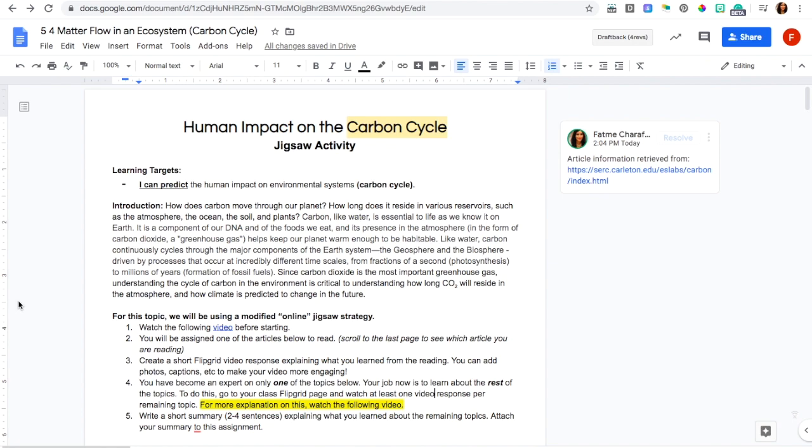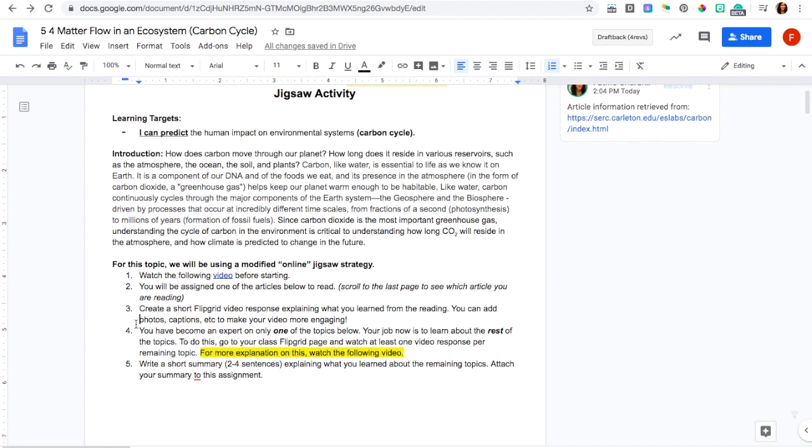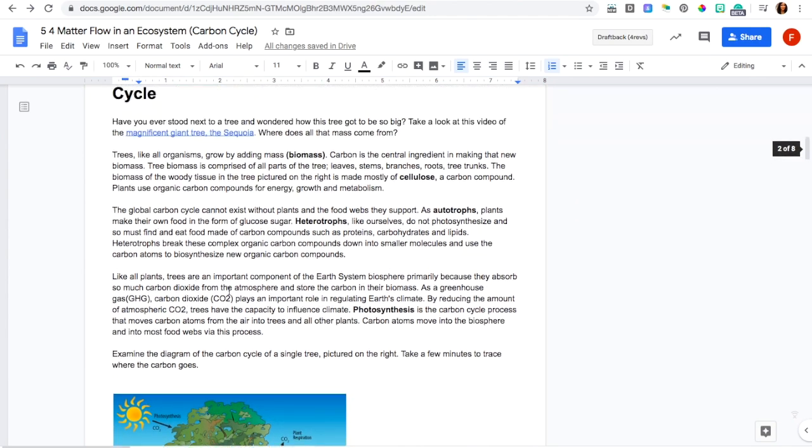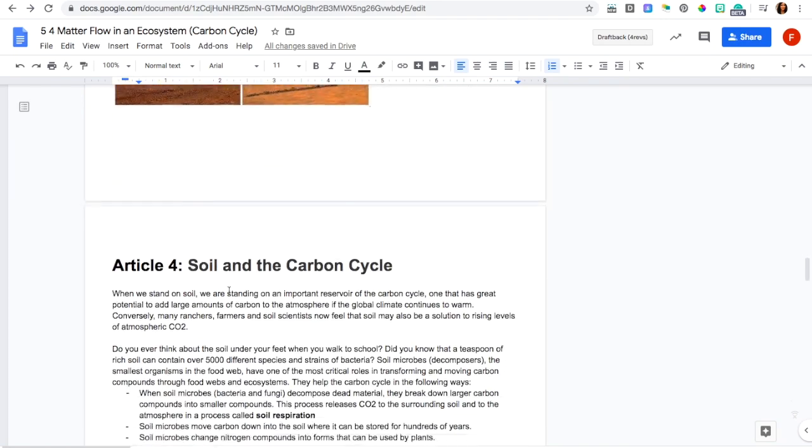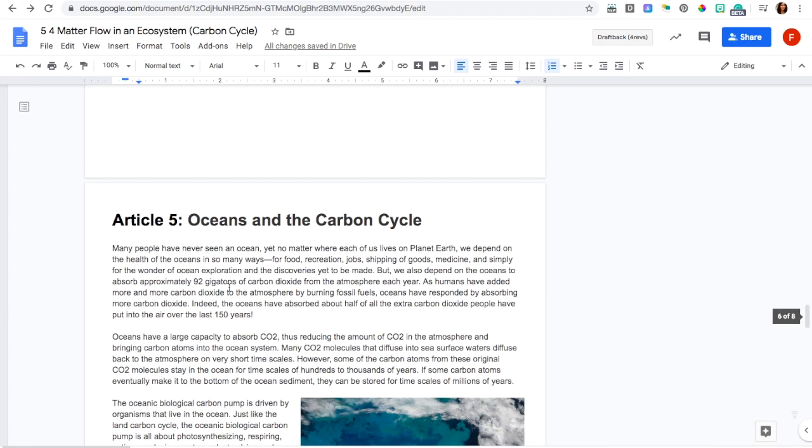So the first thing you're going to be doing, as it says here in the instructions, is you're going to be watching the video. It's a very short video just to kind of introduce the idea of human impact on the carbon cycle. You will then be assigned one article from the 5 articles below to read. So you'll notice we have Article 1, Article 2, Article 3, 4, and 5.